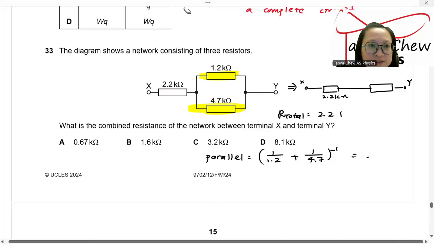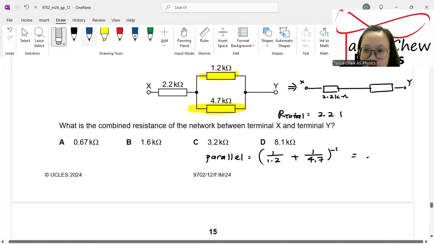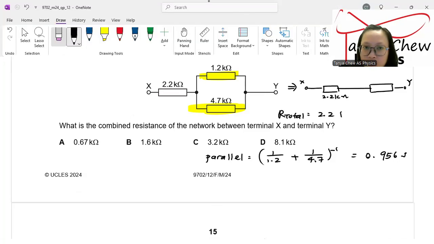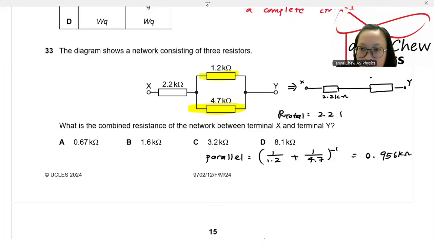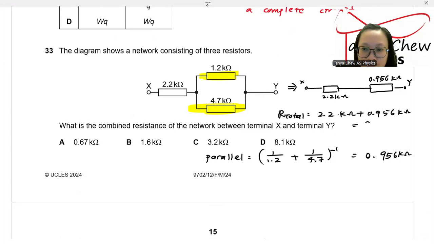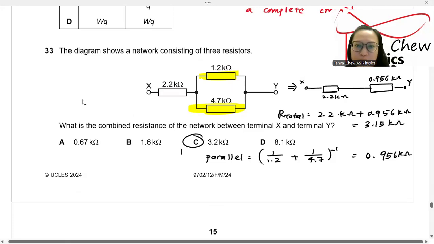This is 0.9559. Okay, here is my answer: 0.956 kilo ohm. So you just add up 1.2 kilo ohm plus 0.956 kilo ohm. You should end up getting 3.15 kilo ohm, or 3.2 kilo ohm. C is the answer.